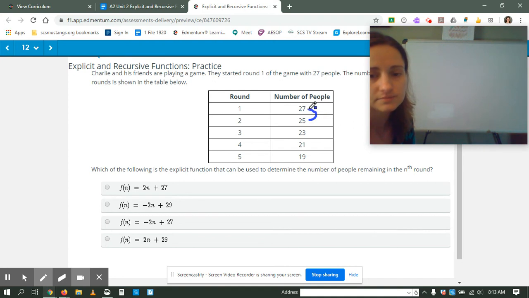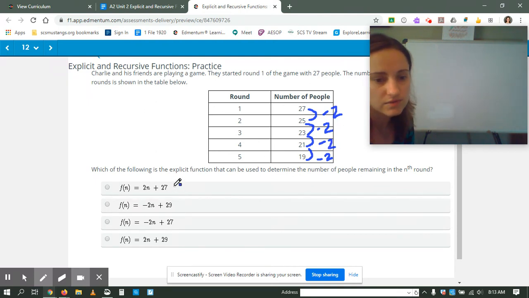25 minus 27 is a negative 2. So they lost 2 people between rounds. And then 23 minus 25, also a negative 2. 21 minus 23, also negative 2. And then 19 minus 21, also negative 2. So we've got a common difference of negative 2. So each round, 2 people are going home.